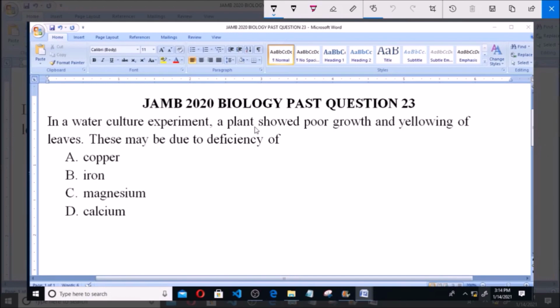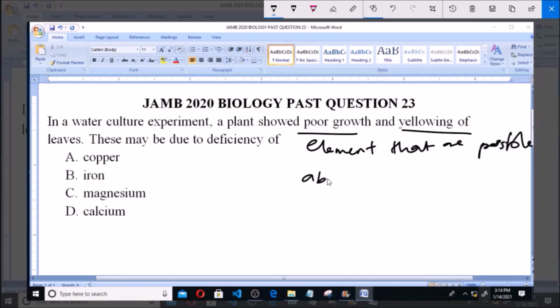Now, in a water culture experiment, when a plant shows a poor growth and a yellowing of leaves, the major elements that are possibly absent or deficient include, 1. Magnesium. Now magnesium is a major element of plants. Magnesium is required for the formation of chlorophyll. If magnesium is deficient, the formation of chlorophyll will be altered, and it will affect food production, which will affect poor growth and also cause yellowing of leaves.